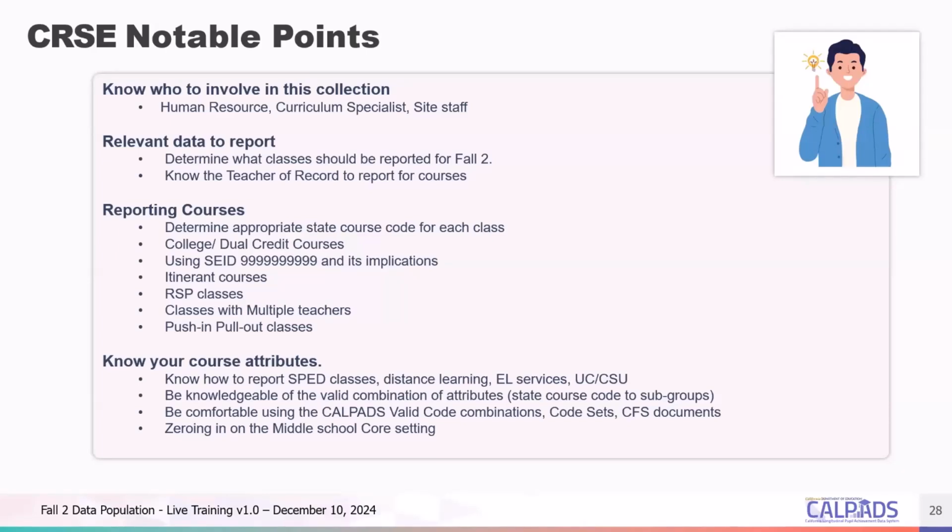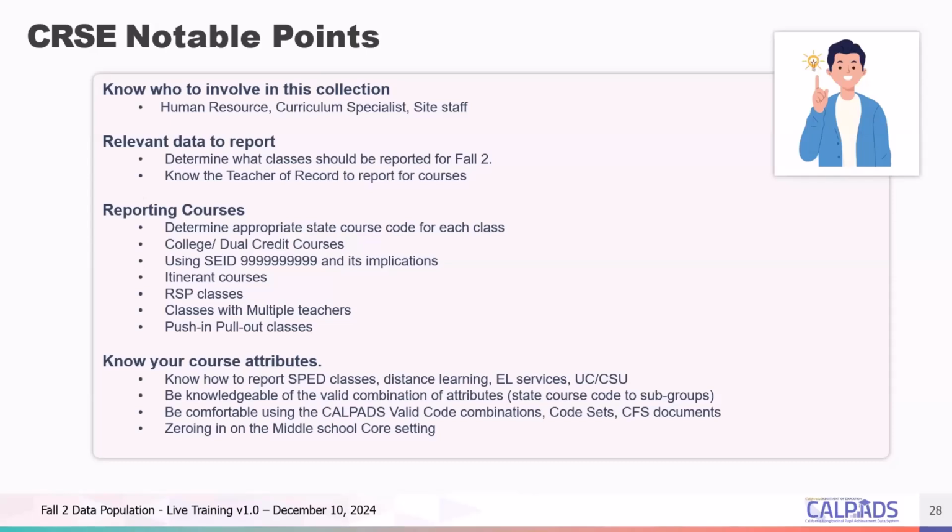You'll need to coordinate again with human resources and with school site staff in obtaining the relevant data for the course section enrollment file and in ensuring an accurate and timely submission in CALPADS for Fall 2. But in addition to the Fall 2 mainstays of human resources and school site staff, you'll also need to consult with curriculum specialists to determine course standards and alignments.